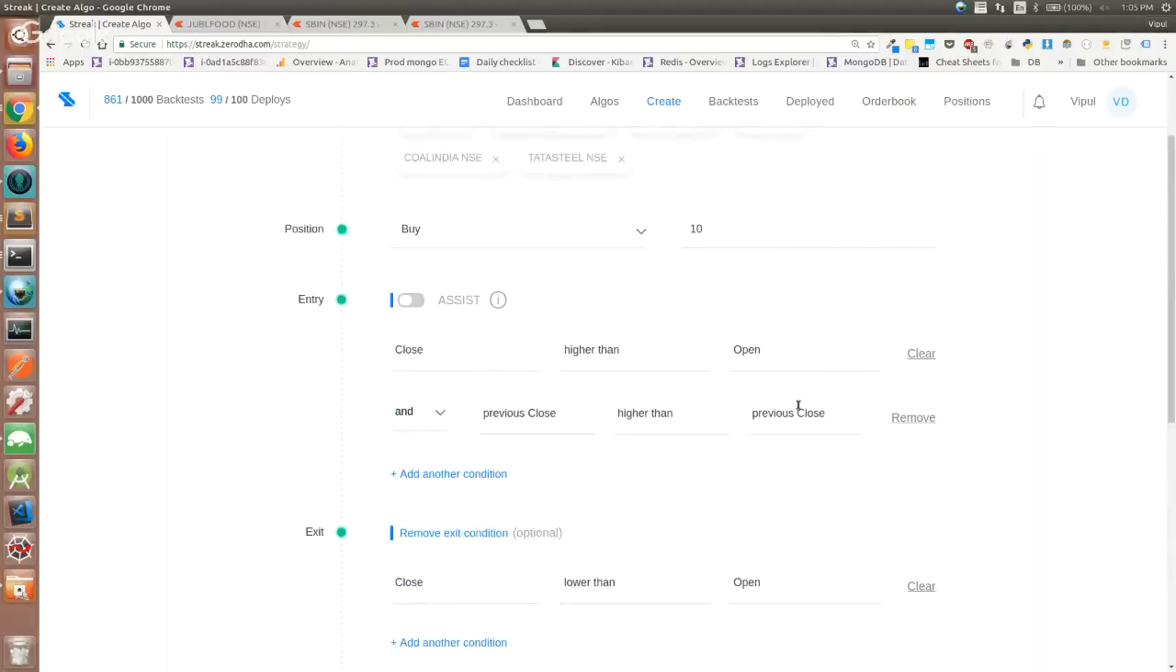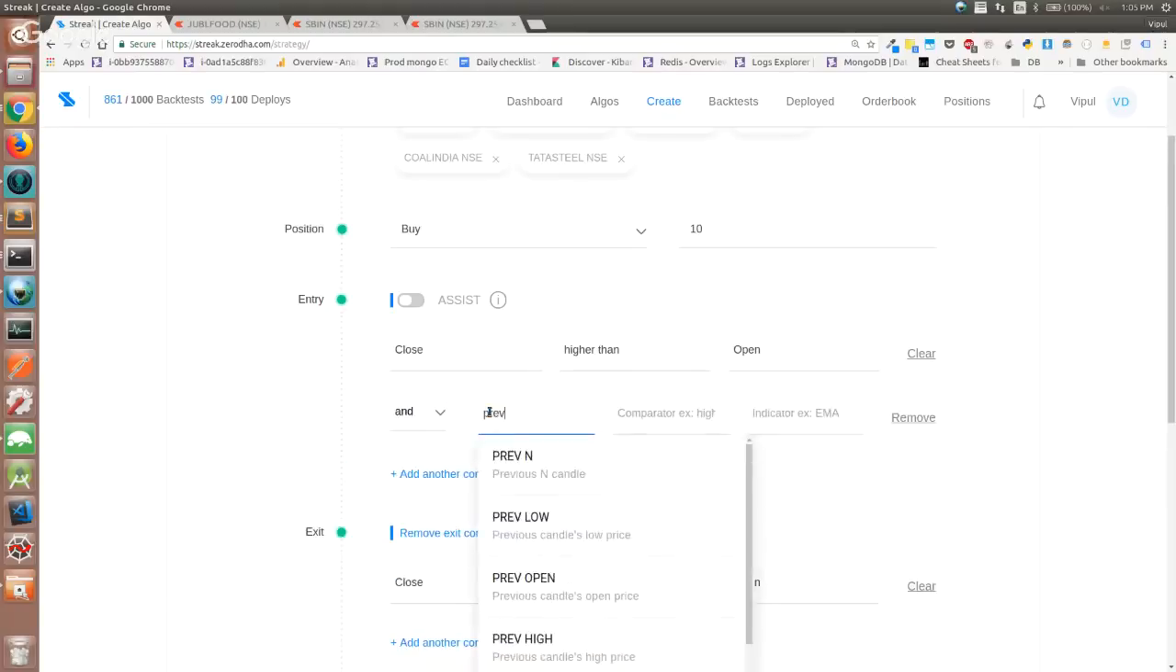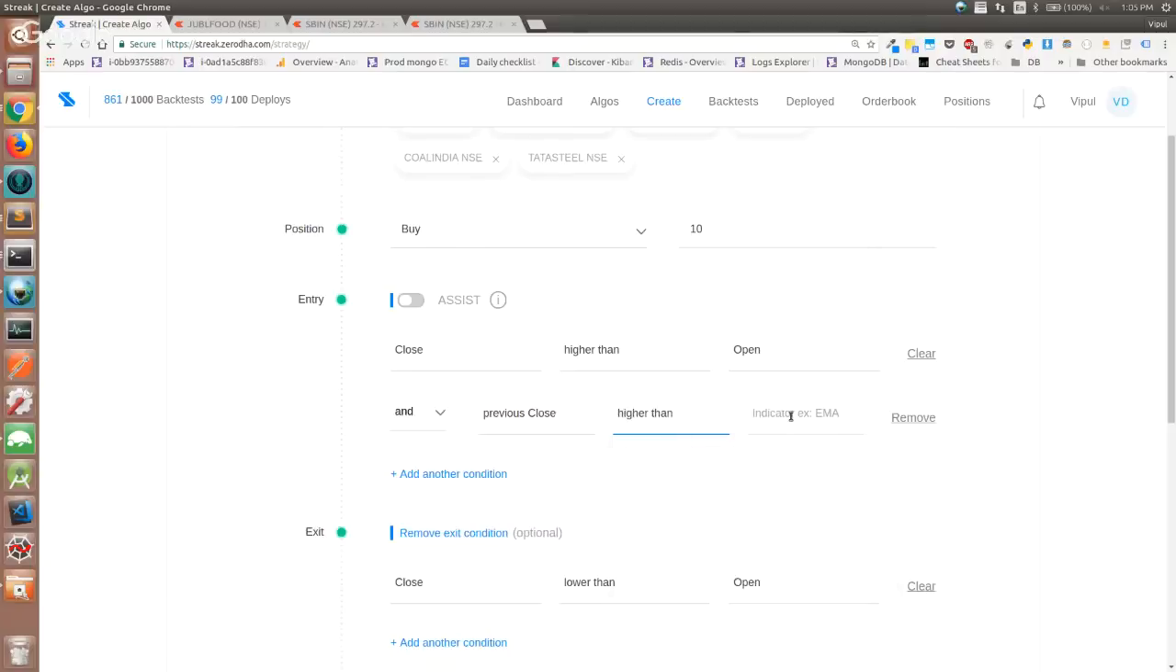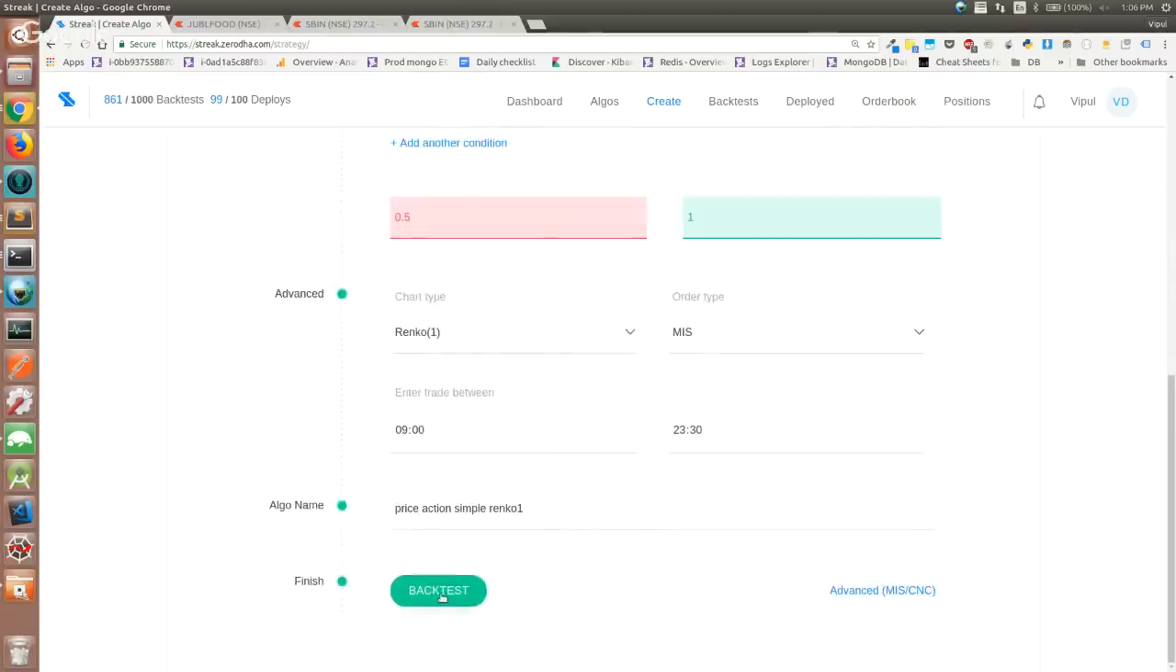Okay, so yeah, one person pointed out it should be previous close higher than previous open. My bad, guys. Thank you for correcting me. Previous close higher than previous open. Okay, great, beautiful. Now let's get into the backtest directly.